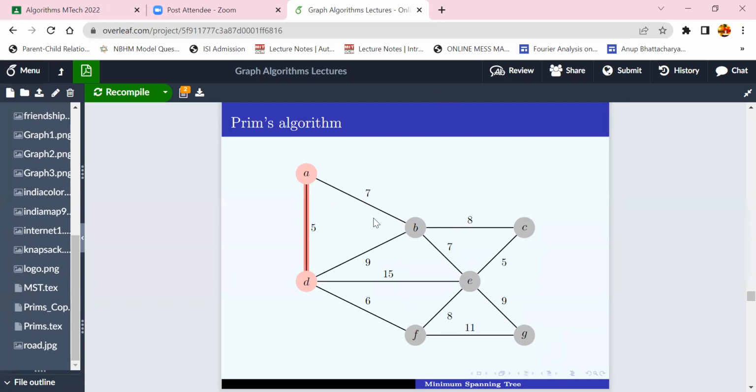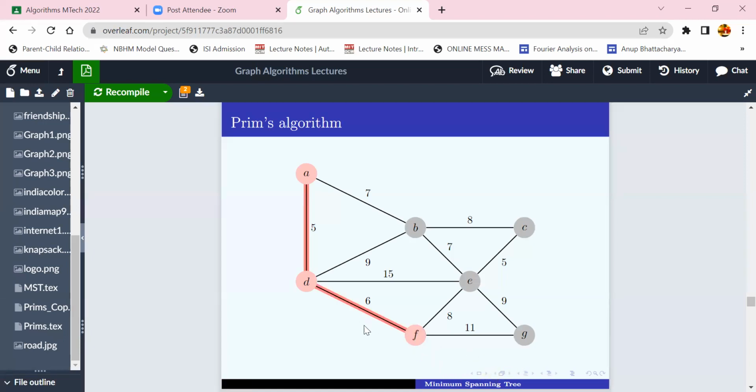So among these edges, the edge with minimum weight is AB. Am I right? We are looking at adjacent edges to both D and A, right? Yes. But no, then it's DF, right? Yes, it is DF because the edge weight of DF is less than the edge weight of AB, and so we add the edge DF.